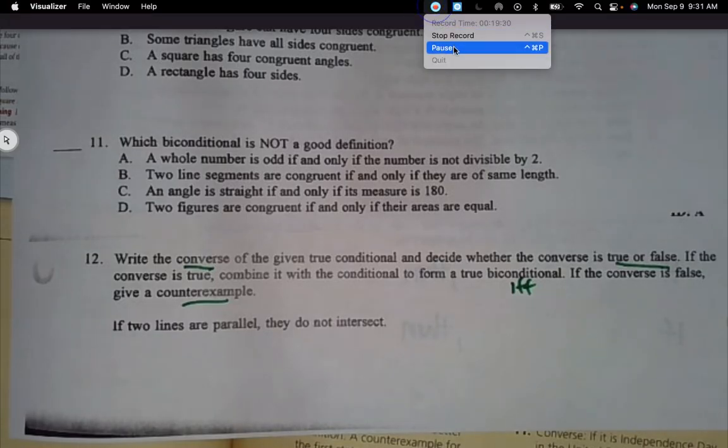What is it called when 2 lines don't intersect? Skew. S-K-E-W. Skew lines are not parallel and they won't ever intersect. That's actually used twice on this paper. Skew lines is used twice on this paper.